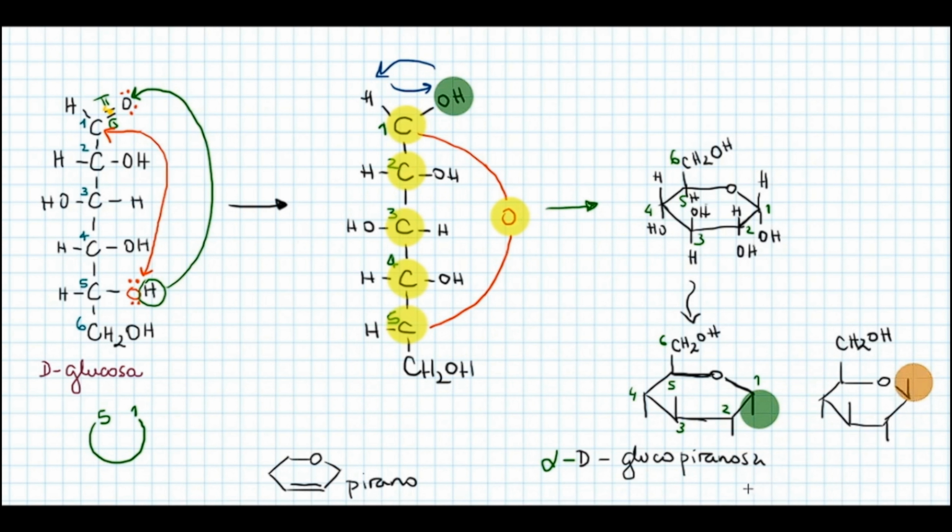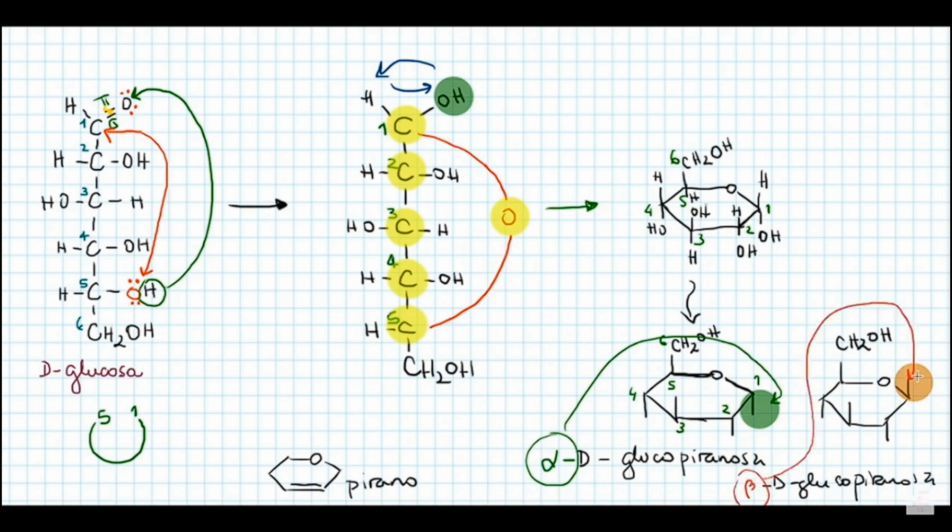So this is the beta of glucopyranose, and I remind you that alpha comes from the position of the first OH which was formed. It is downwards, and beta indicates that the OH of carbon 1, which is called the anomeric carbon, is upwards.